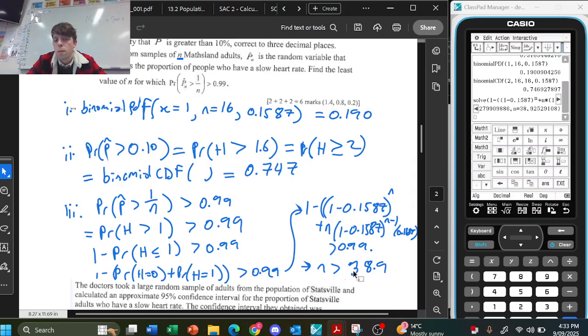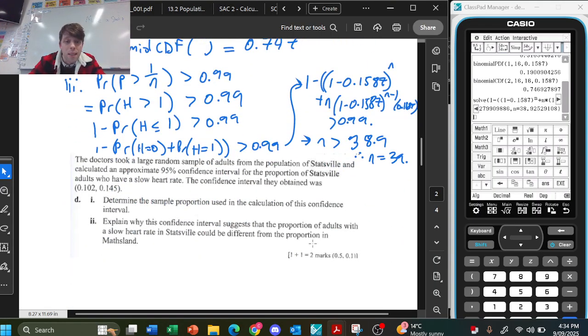For example, if n is equal to 38.9, then we put that here and this comes out as being equal to 0.99. If we make it greater than 38.9, then this will be even larger, which is going to give us a result that's larger than 0.99. So therefore, we're going to round up. So we can say that n must be equal to 39 people in order for the sample proportion to be greater than 0.99.